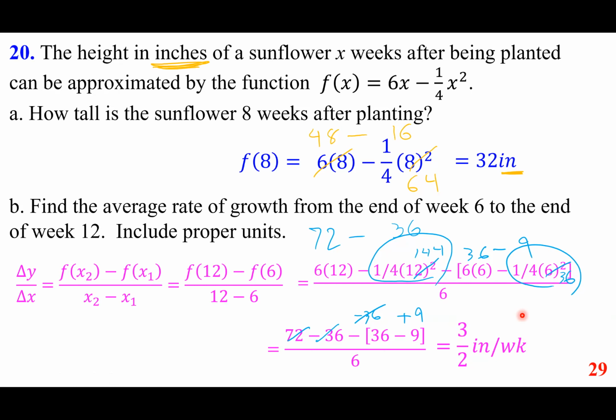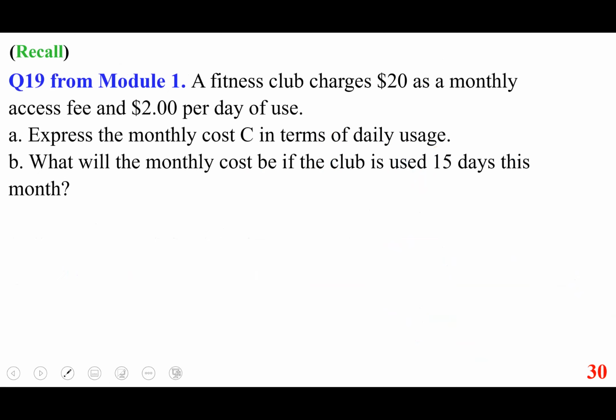The sunflower. You may remember this question. A fitness club charges $20 as a monthly access fee and $2 per day. That is a fixed cost, if you will, the y-intercept, and this is the slope. Express the monthly cost in terms of daily average.